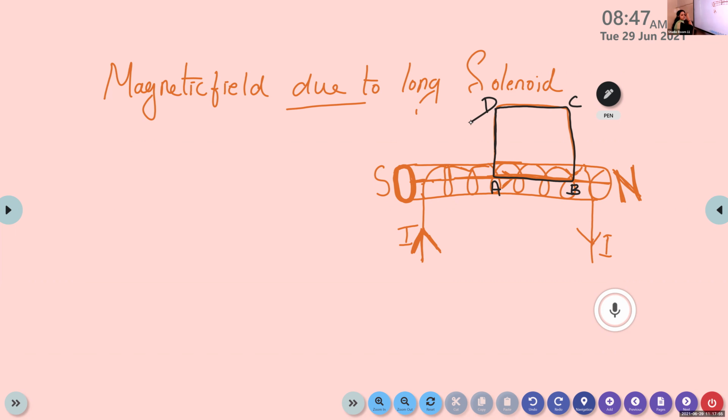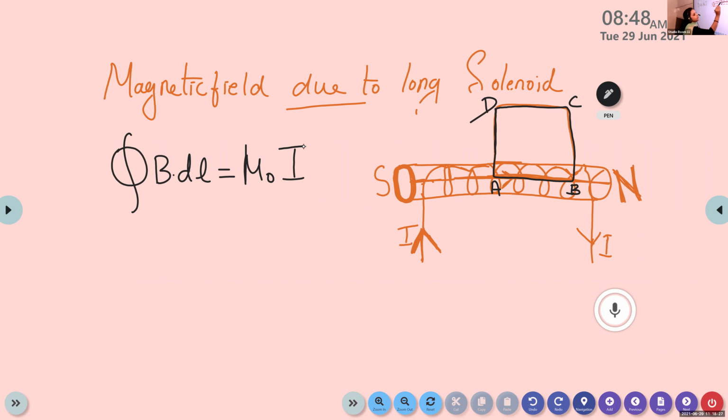Could anyone state once again the mathematical representation of Ampere's circuital law? According to Ampere's circuital law, we have closed integral of B dot dl is equal to mu 0, yes, very good. So closed integral over B dot dl is equal to mu 0 I.